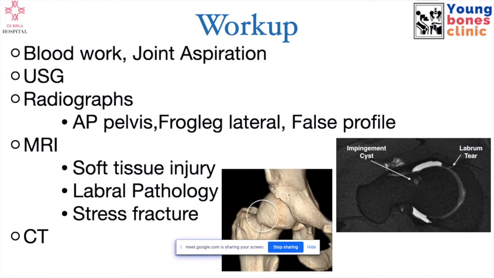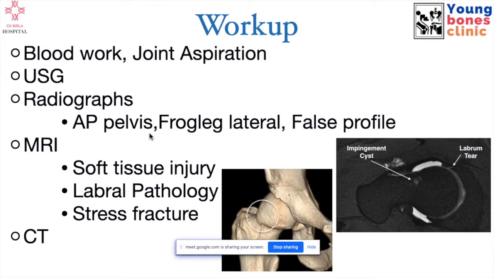So how do we work up? A basic clinical examination, and thereafter we do a blood workup, joint aspiration as per the clinical scenario. An ultrasound is important in the case. These are non-invasive mostly, except joint aspiration. Then of course we do a proper radiographic workup in terms of pelvis AP. Never forget to get a frog leg lateral in a child. Always get a frog leg lateral view. It's very easy to get. If possible, you can get a false profile view.